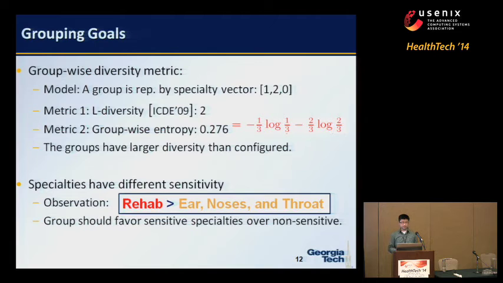In this way, we can achieve user-specified privacy. In terms of sensitivity, we observe that different specialties have different levels of sensitivity. For example, a rehabilitation center is more sensitive than a hospital for ear, nose, and throat. So in our grouping algorithm, we try to make it favor the sensitive specialties over the non-sensitive ones, so that the search efficiency can be improved.